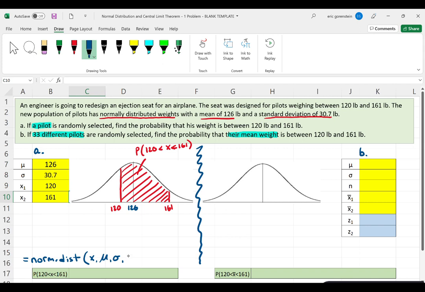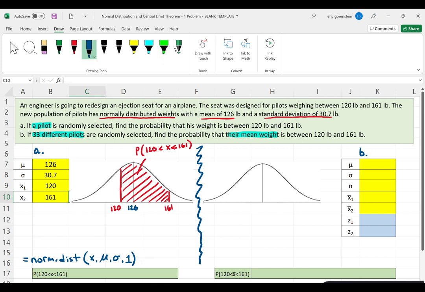And then that last entry is whether or not we're using the cumulative function. Remember, 1 means yes, 0 means no. For continuous sample spaces, we always use yes. We always say 1 or yes, we're using the cumulative function. So that's not a question we ever have to address. It's always comma 1 as that fourth entry. And this will give us area to the left of this x value, whatever x value we put in here.